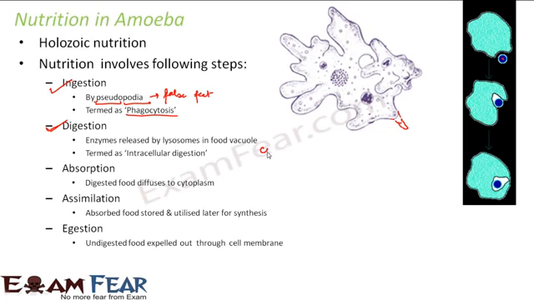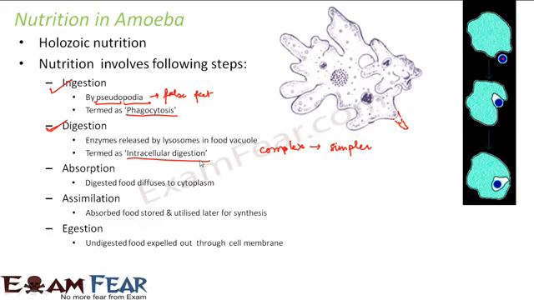So where will this take place? This will take place inside the food vacuole, complex food into simpler form. This is known as intracellular digestion. Why is this called intracellular? Because this process of digestion takes place within the cell. That is why it is called intracellular.